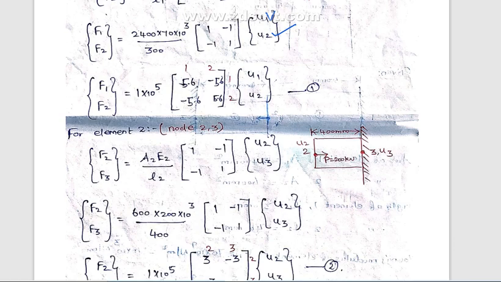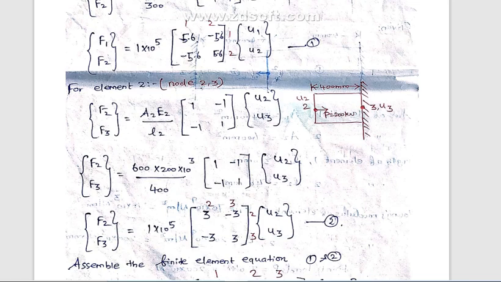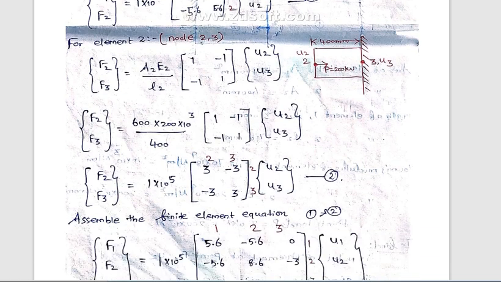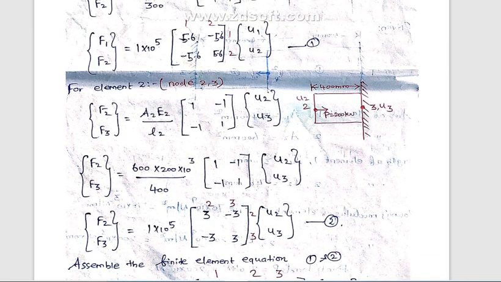Okay, so this is the value, and U1 and U2. Similarly, you have to find out the same for element 2 also. Element 2 is located between nodal point 2 and nodal point 3. Therefore, F2, F3.